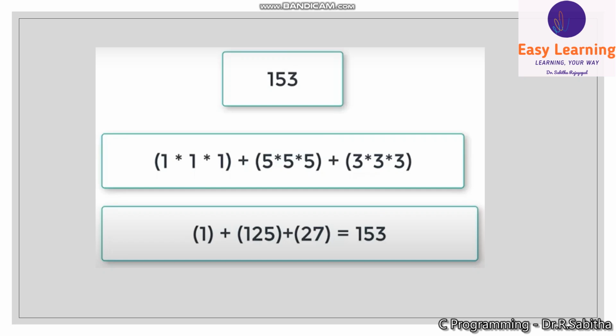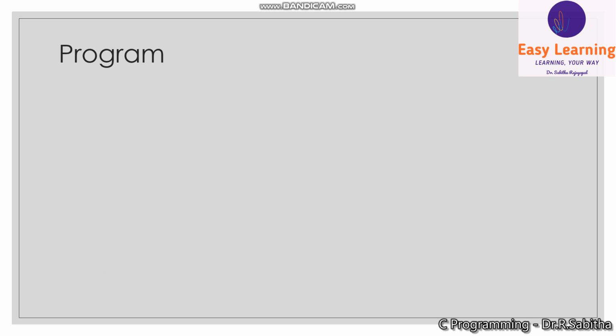Let us see the program. As usual, your program starts with hash include stdio.h. This is a header file which includes the code for the predefined functions that you are using inside the program, like printf and scanf, which are the input output functions. So in order to tell the compiler that they belong to the header file, we use this hash include.